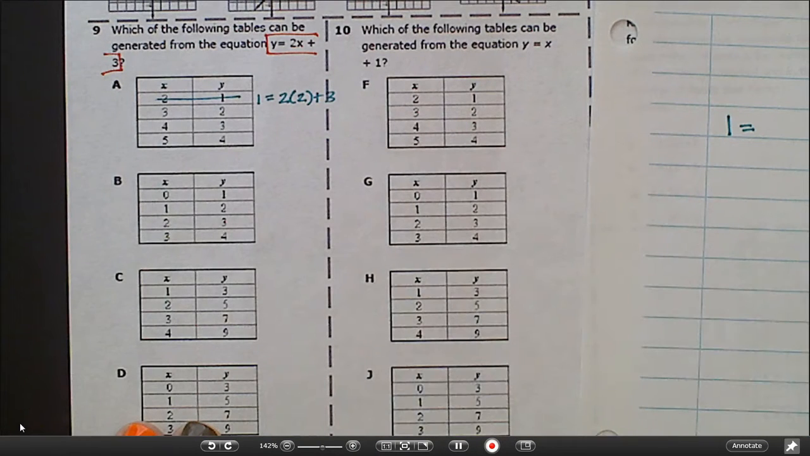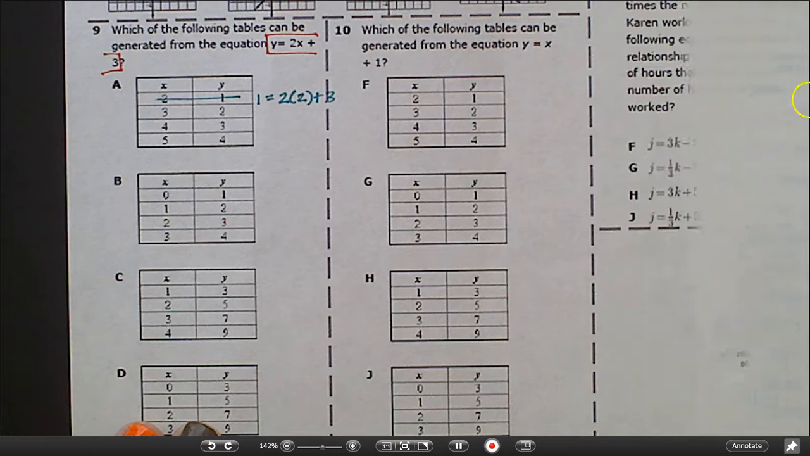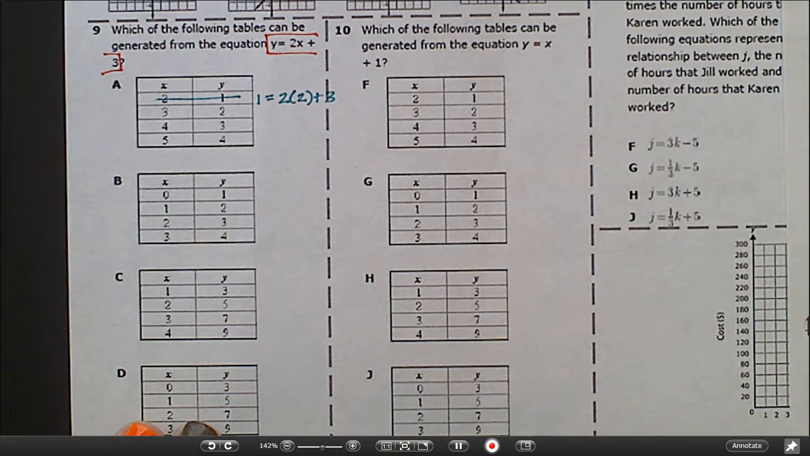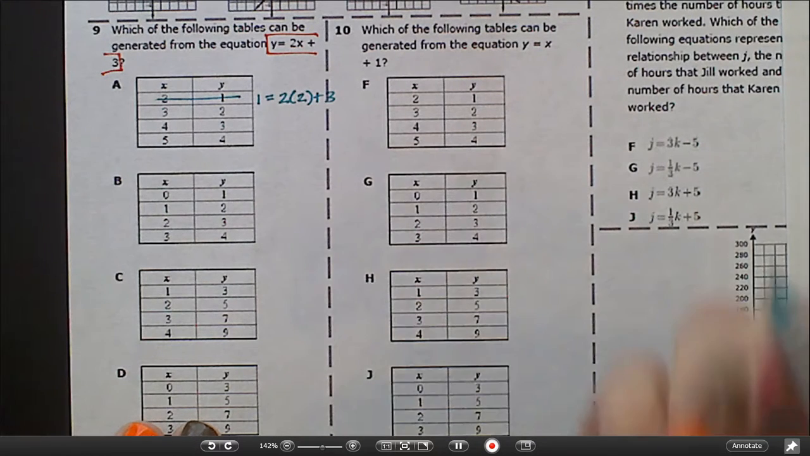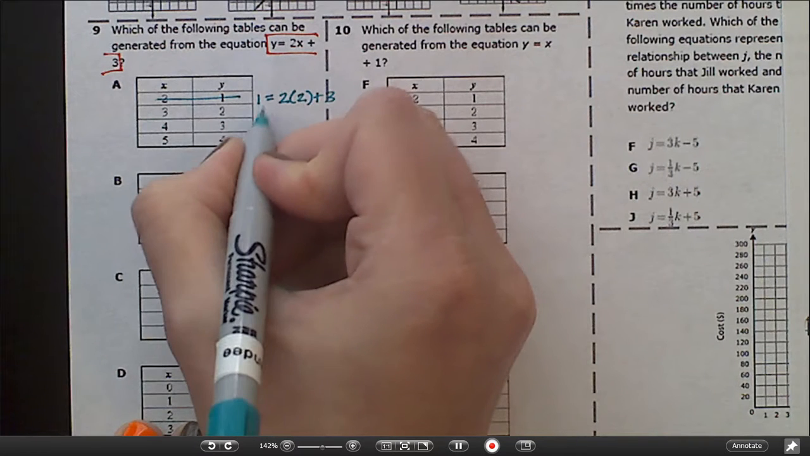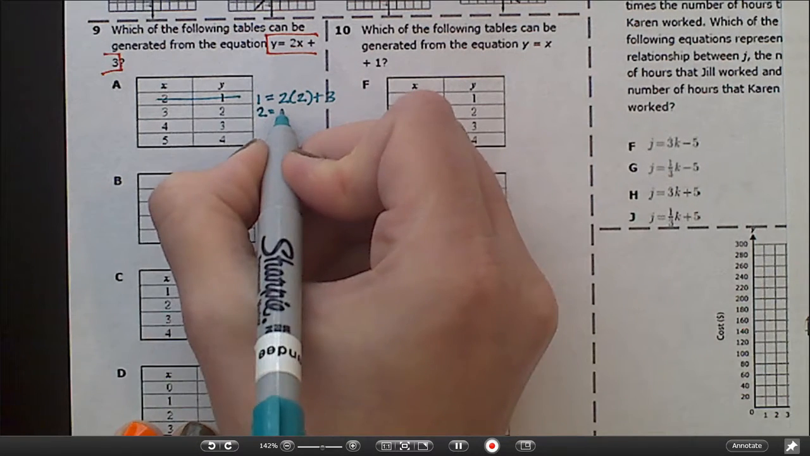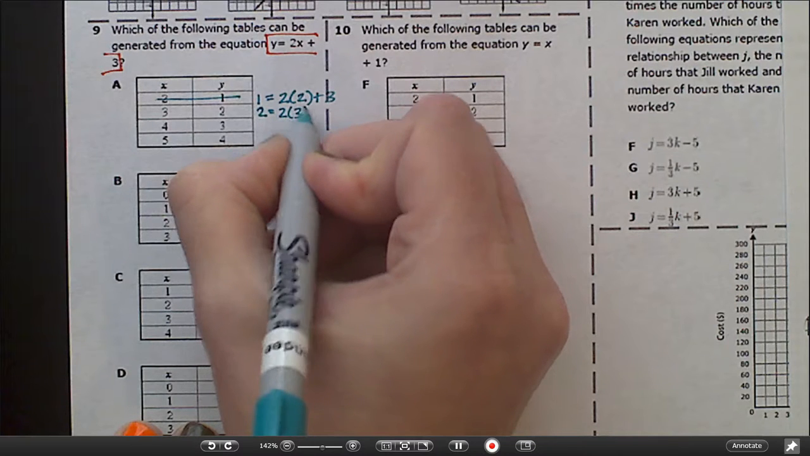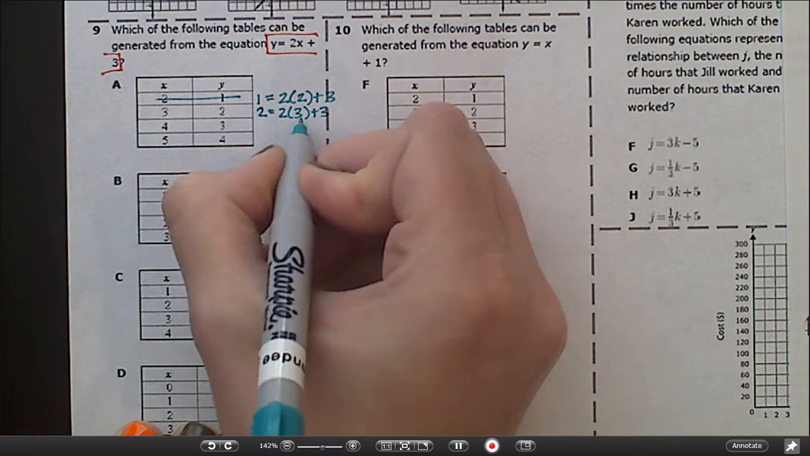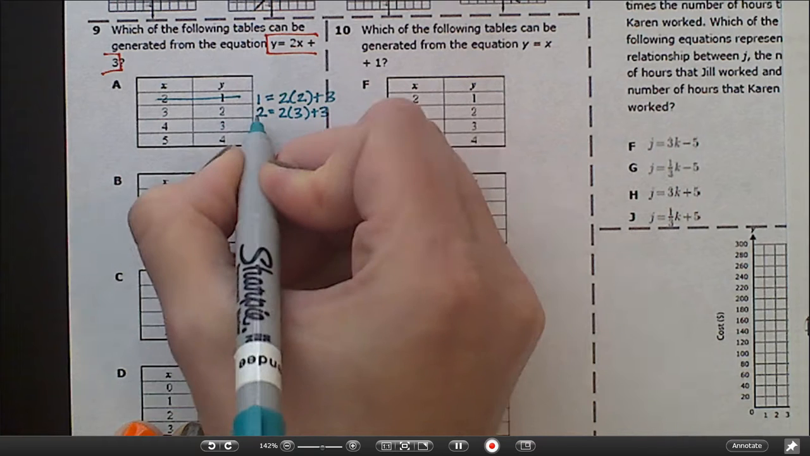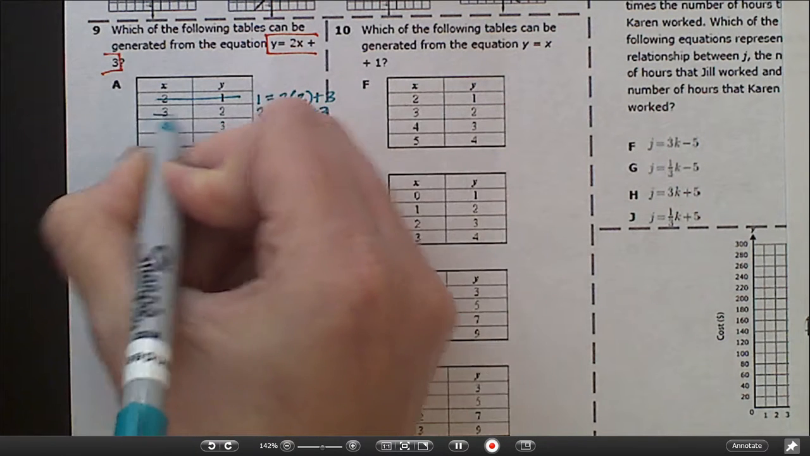But I need to finish checking the table. I can't be scooting on to the next one just yet. So now I'm going to say y is 2, and then for x I'm going to plug in 3. So 2 times 3 plus 3. Well, 2 times 3 is 6, plus 3 is 9, not 2, so get rid of that one.